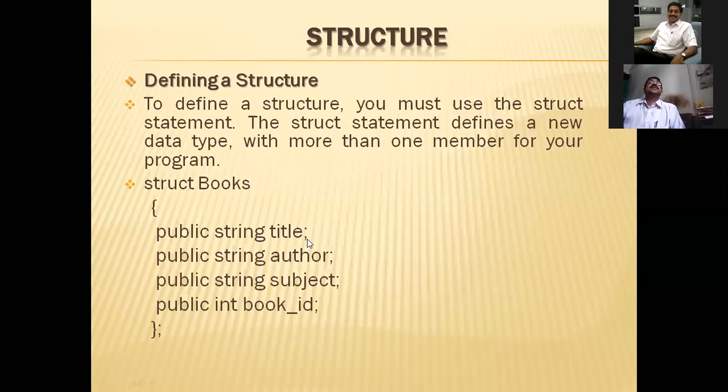The first member is title. In our structure, 4 different members are there. The first member is title, the second is author, the third is subject, and the fourth is book ID. As we know, a structure is a combination of different data types. Here you can see these different data types.